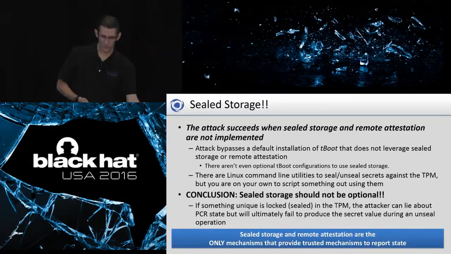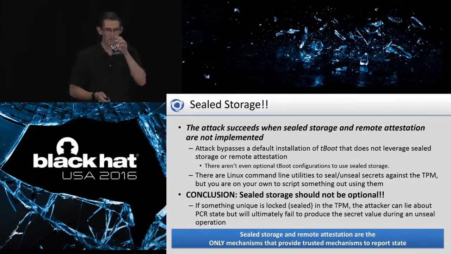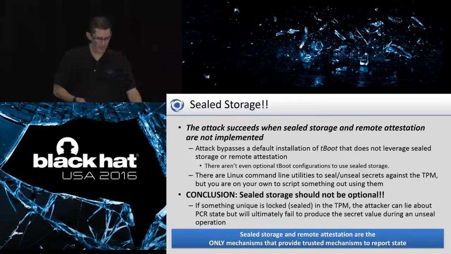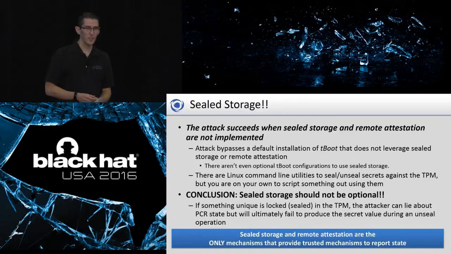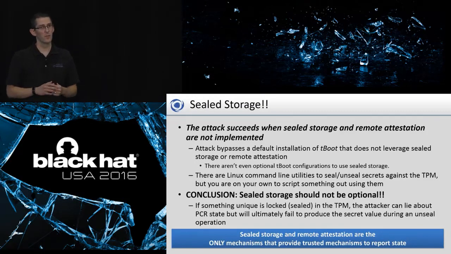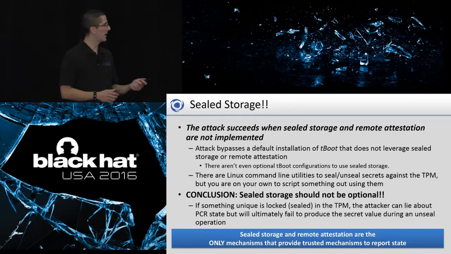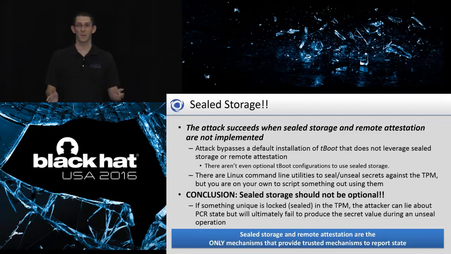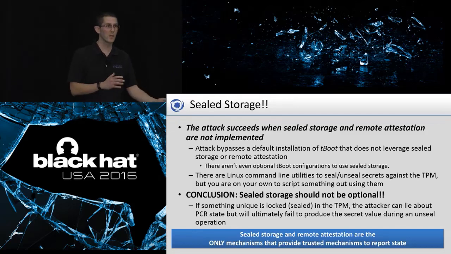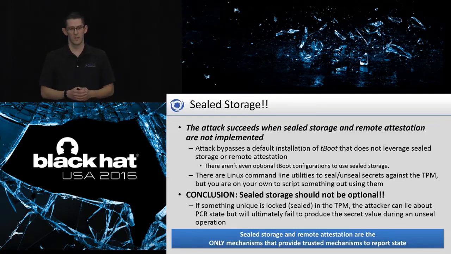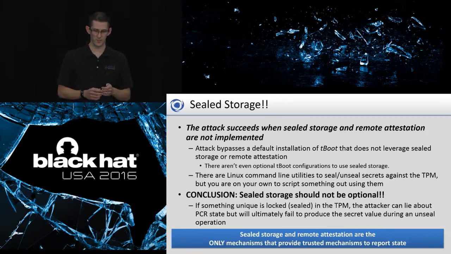All right, so TXT and sealed storage. The reason this attack succeeds, the reason the hypervisor rootkit can undermine TXT is because sealed storage is not used. And my conjecture is that sealed storage should not be optional. It's kind of considered an optional part of the platform, but without it, you have no way to guarantee the system is in a trusted state.